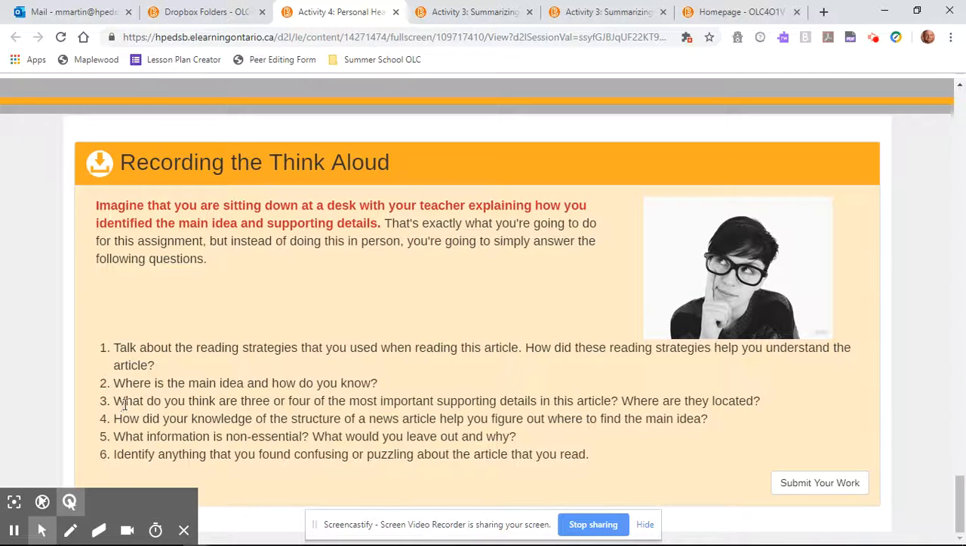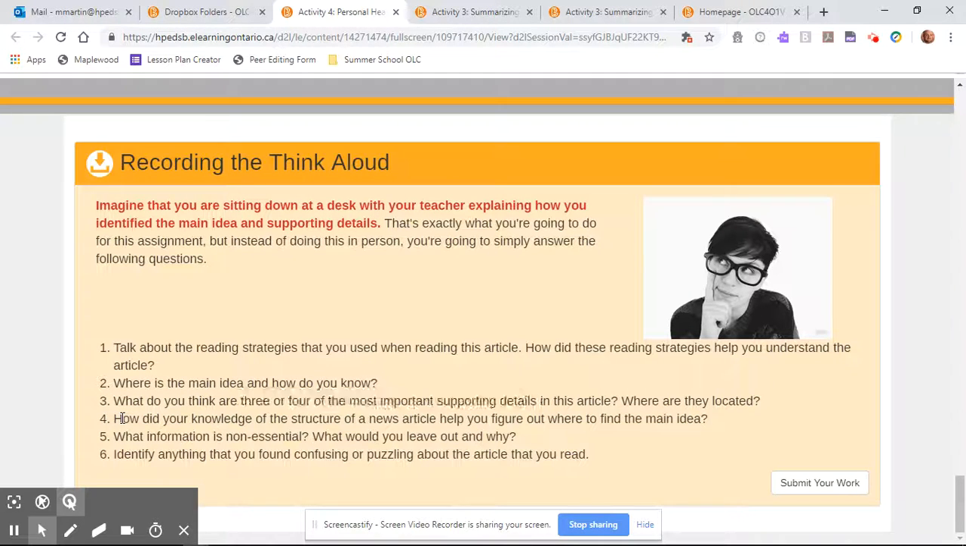Third question: what do you think are the 3 or 4 most important supporting details in this article? Where are they located? You guys are also getting pretty good at this. So 3 or 4 supporting details that you think are important. I'm looking for them to be different, so no 2 of these details should be similar. Try to make them as different as possible.